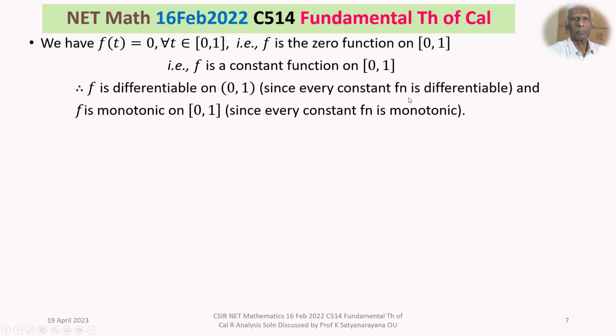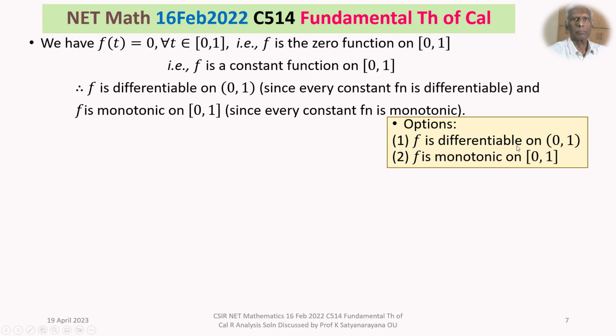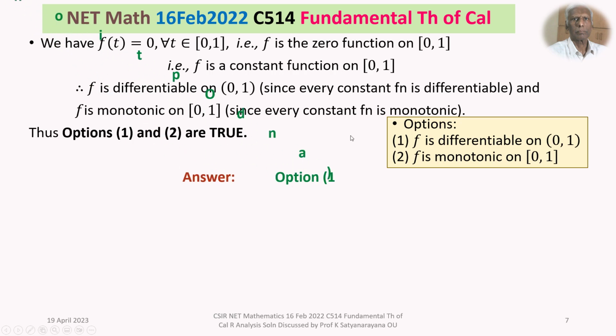Right. So these are the properties of a constant function, and let's look at our options. Option 1 says f is differentiable on 0 to 1, which is true. Option 2 is f is monotonic on the closed and bounded interval 0 to 1, which is also true. Therefore, options 1 and 2 are true. So the answer for this question is options 1 and 2. They are true. And options 3 and 4 are not true.